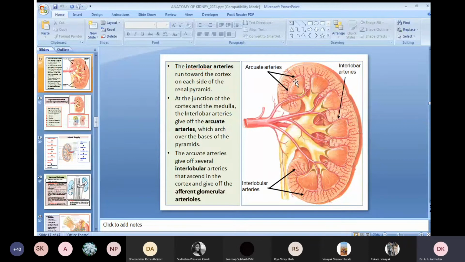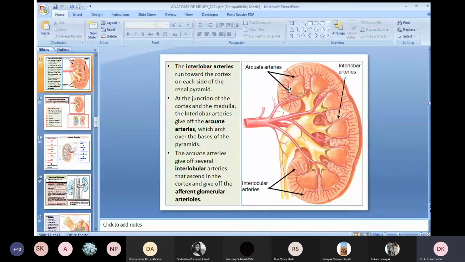These are nothing but the afferent glomerular arteries. This afferent glomerular artery, we'll see what its function is in the diagram. We'll see there, this afferent glomerular artery goes into the Bowman's capsule. Now, what is the function that we should know? Now, once we know the blood supply, coming to the next part, we'll go to the venous drainage.